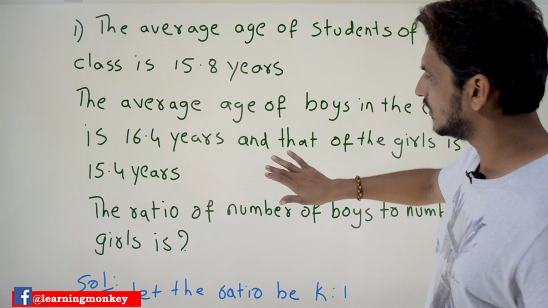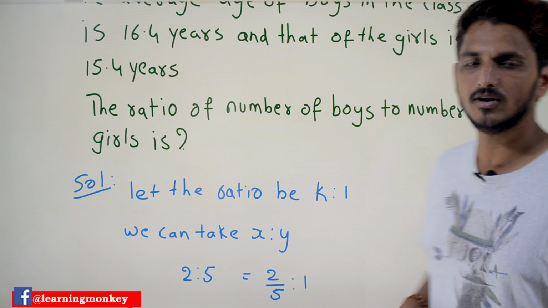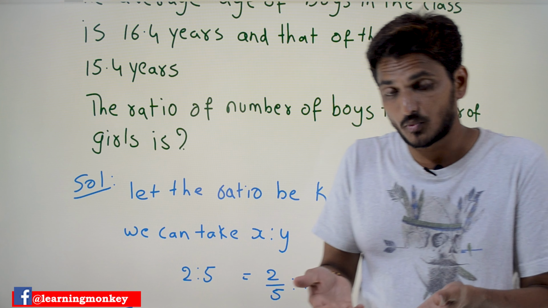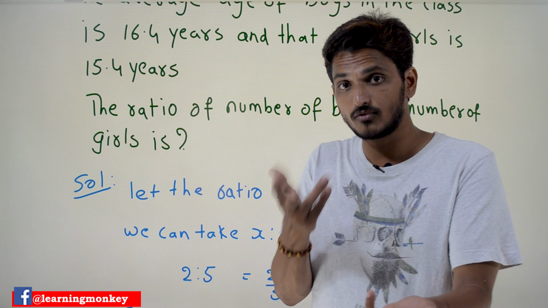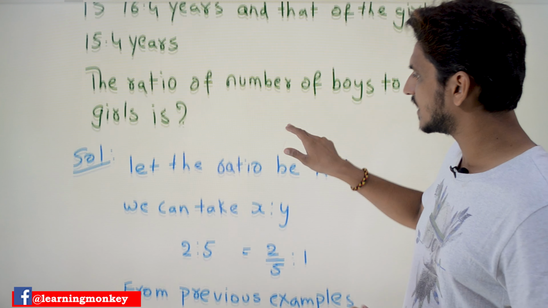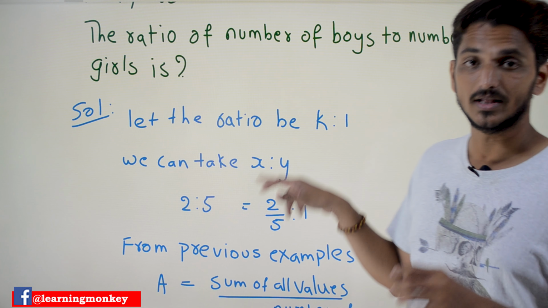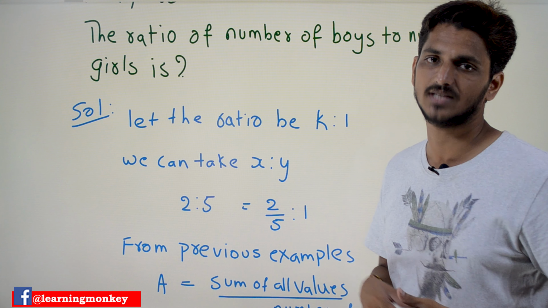So now we are going to do the remaining example. The ratio of number of boys to the number of girls. Here, how many boys and how many girls is not provided. We need to identify the ratio of number of boys to the number of girls. So we are going to assume that the ratio value be k is to 1. This is the important point you have to understand. For that purpose we have chosen this example.